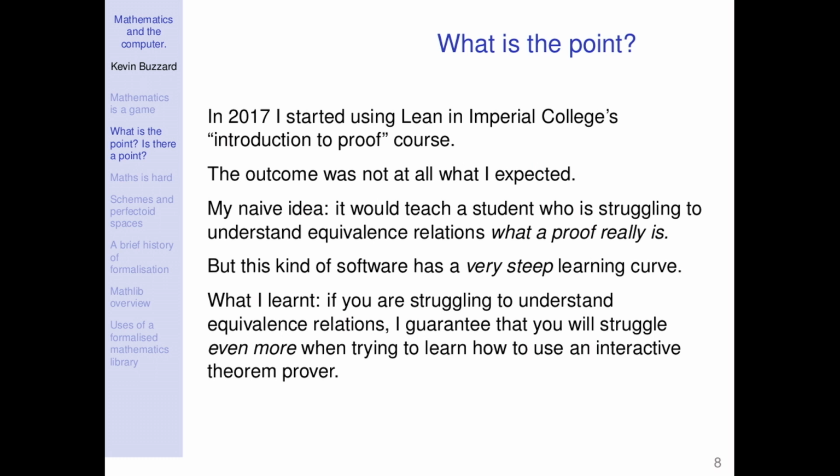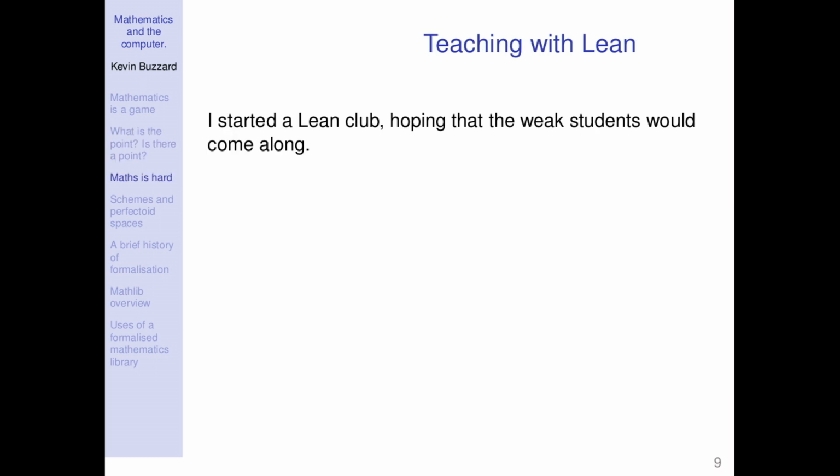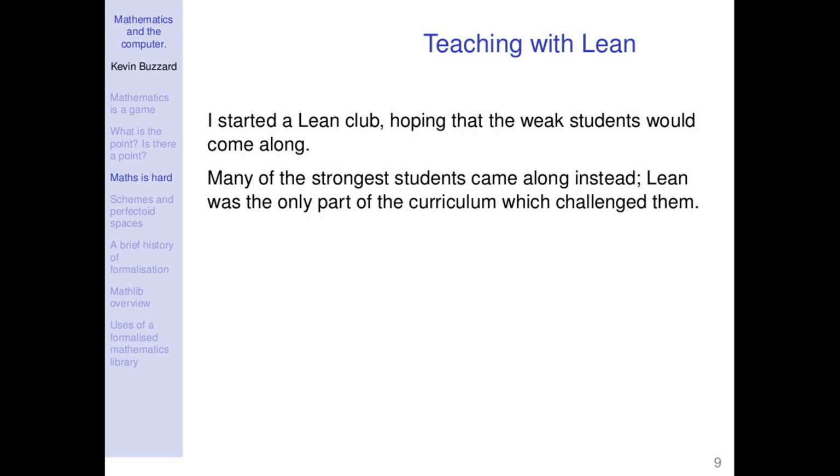So I discovered this at the end of week 1, basically. I started teaching this course, and I also started a Lean club. And the idea is that the strong students don't need to come, but the weak students will come along. This was Thursday evenings. The weak students would come along, I would help them install the software, and I'd teach them the language, and at the end of the day they would all be brilliant at questions on equivalence relations. So that was the idea. So no weak students show up at all, because I'd made it clear it wasn't going to be in the exam, right? It was an optional part of the course.